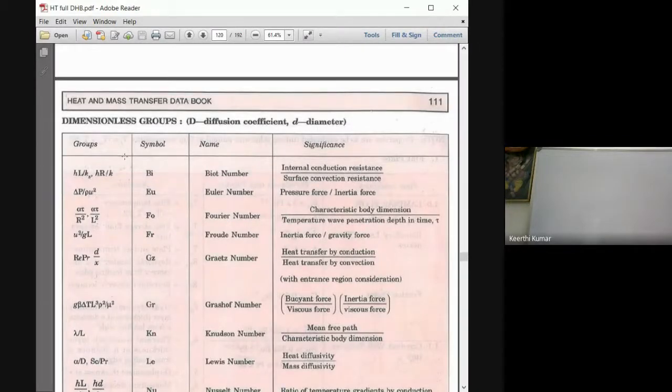Yes, sir, clear. Okay. Because instead of doing all this theory and wasting time, I don't want to waste the time. I'm interested in solving the problems, so all these are available in the data handbook. You can do that.